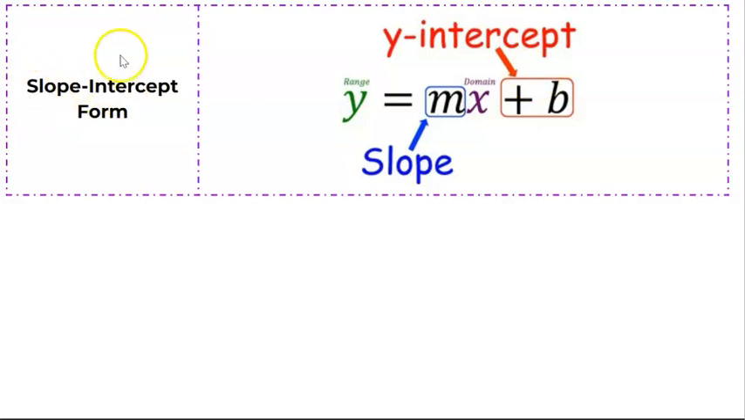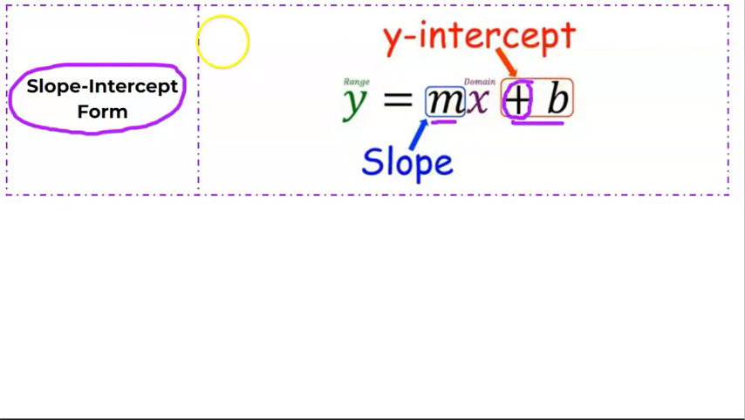So again, we are still using this slope-intercept form that we worked with in Part 1. Slope-intercept form is y equals mx plus b, where your slope is your m and your y-intercept is your b. And reminder, we do take that positive, negative sign with the y-intercept.